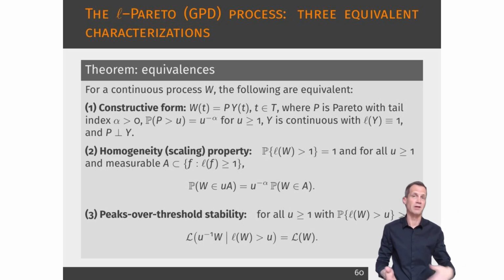The second characterization is a homogeneity property. Once the process is extreme, scaling the threshold changes probabilities according to a power law. This is the functional version of regular variation. The third characterization is peaks over threshold stability. If we condition on exceeding a higher cost level and rescale by that level, we recover the same law. These 3 views are complementary: construction for simulation, homogeneity for theory, and threshold stability for statistical diagnostics.